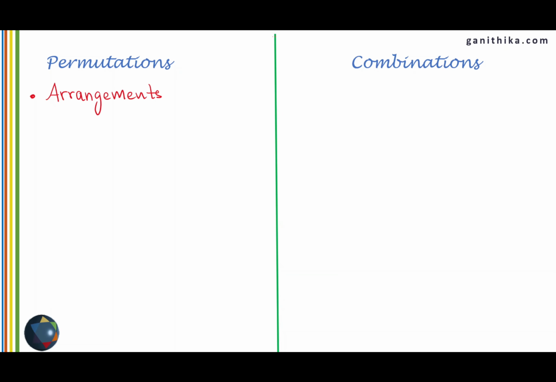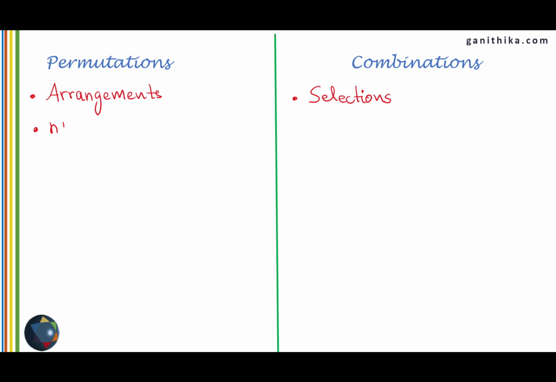Permutations are based on arrangements of things, whereas combinations are based on selection of things. So these are the two code words to identify whether the question is under permutations or under combinations. If you have arranging things, then it comes under permutation. If you are selecting things, it comes under combinations.